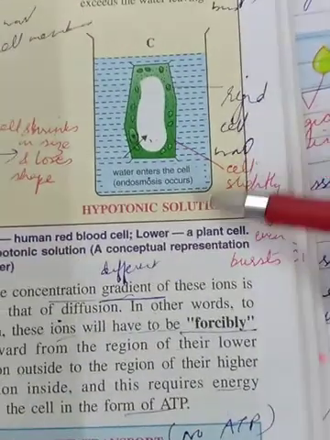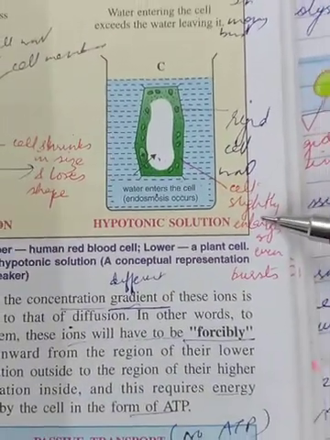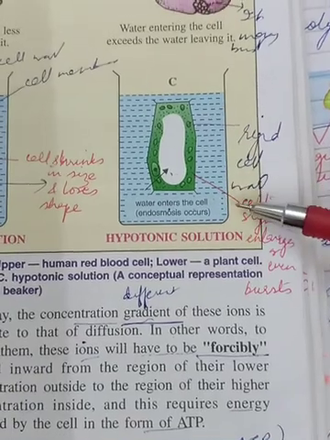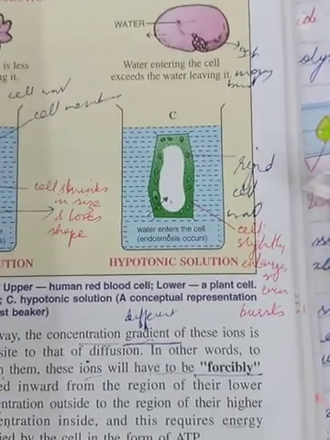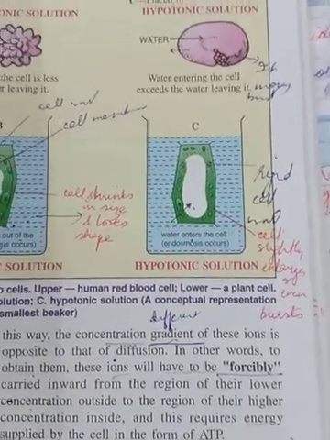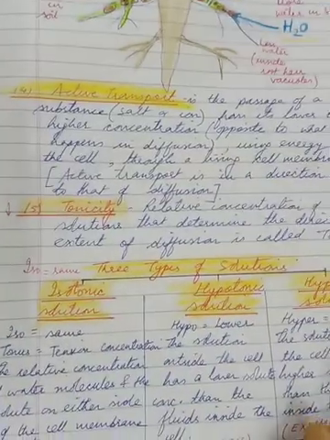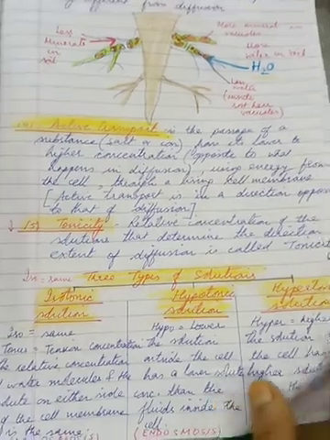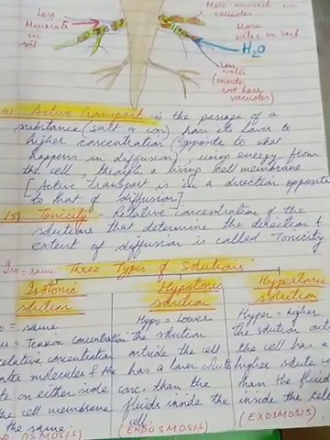And in hypotonic solution, the cell slightly enlarges, or there is a chance that it can burst if it is placed in a hypotonic solution. So I hope this is clear, children. We started our class today with tonicity and the three types of solutions: isotonic, hypotonic and hypertonic.